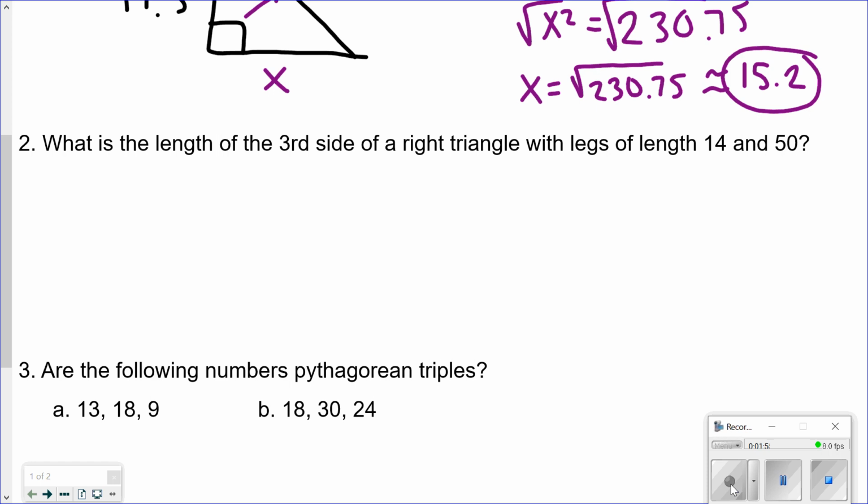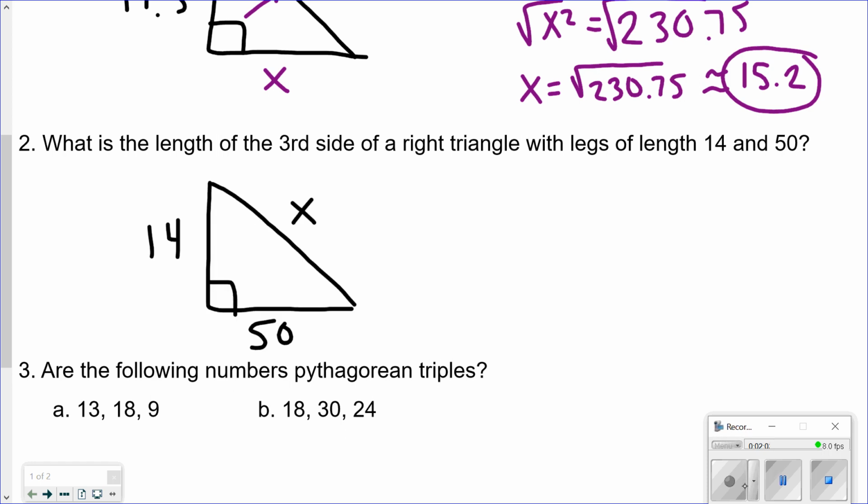What is the length of the third side of the right triangle with legs of length 14 and 50? So once again, I'm going to draw out this triangle. This time I'm trying to find the hypotenuse, which is x. So a squared plus b squared is equal to c squared. So 14 squared plus 50 squared is equal to x squared.